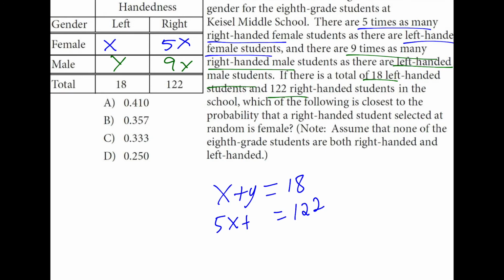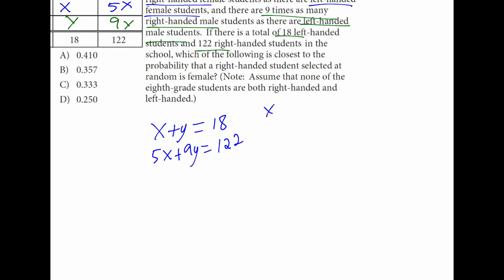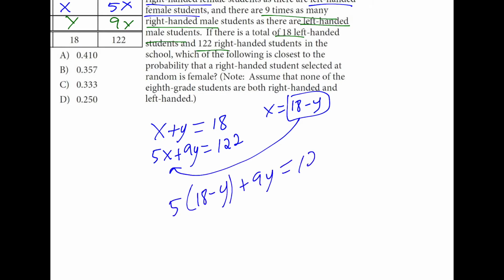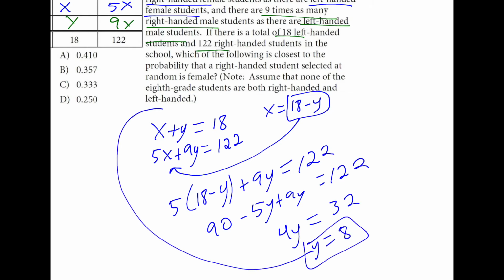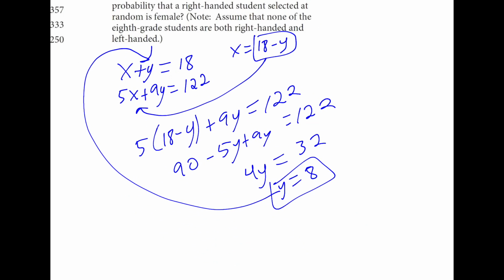Rewrite that. So I'll move the y over, so I have x is equal to 18 minus y, and I'll substitute that right here. 5 times 18 minus y plus 9y is equal to 122. 90 minus 5y plus 9y is equal to 122. 4y is equal to 32, so y is equal to 8. And if I plug that back into one of my original equations like this, I can see that x is 10.